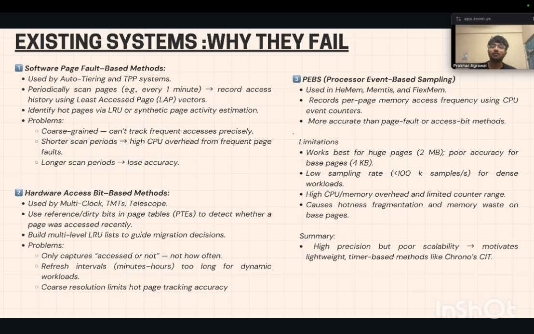Existing systems and why they fail. So there are three types of existing systems. First, software page faults. They determine whether a page is hot or not using page faults.